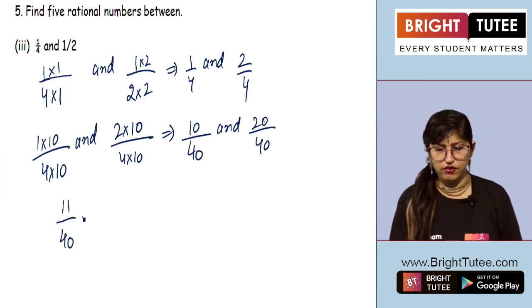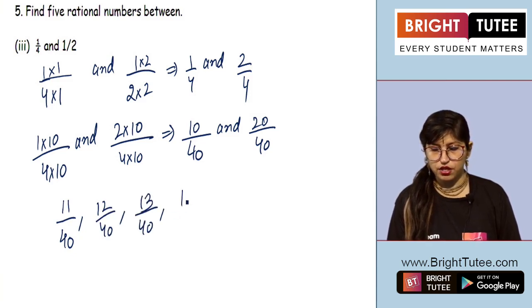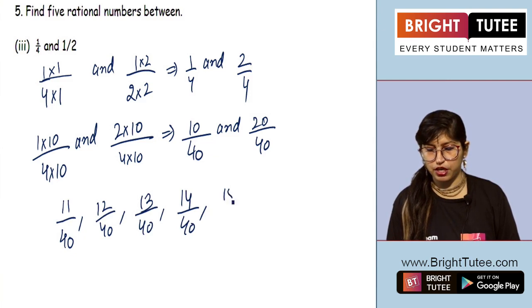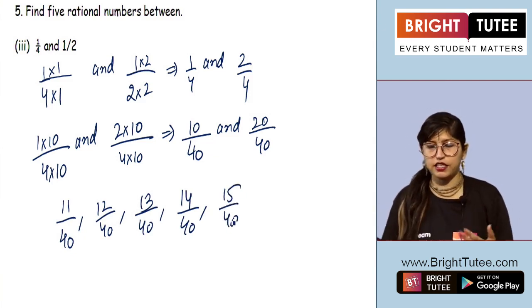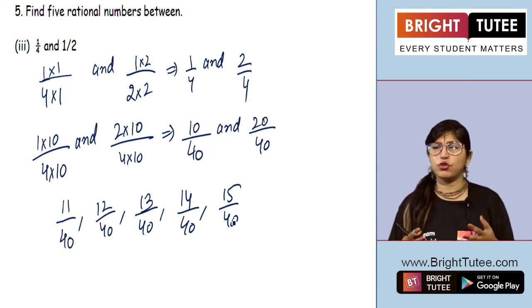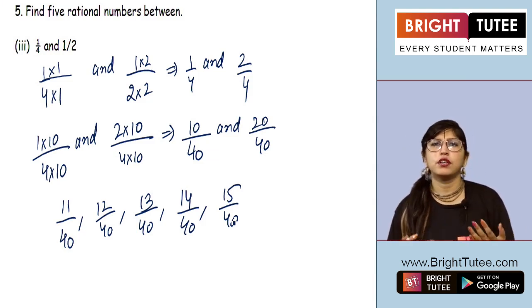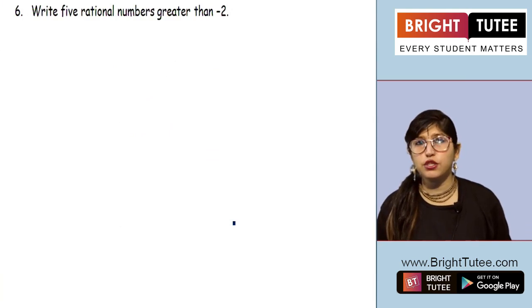So you can write any 5 rational numbers between this. So let's say I've written 11 by 40, 12 by 40, 13 by 40, 14 by 40 and 15 by 40. Again you can write 16, 17, 18, 19 by 40 as well. It depends on you which rational numbers you want to write. Now let's move on to the sixth question.